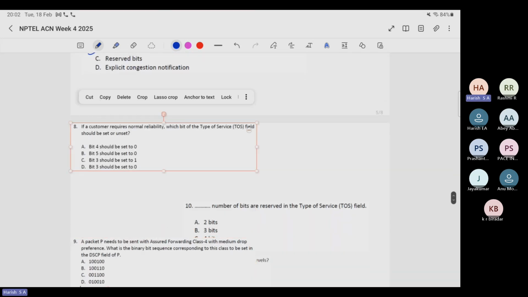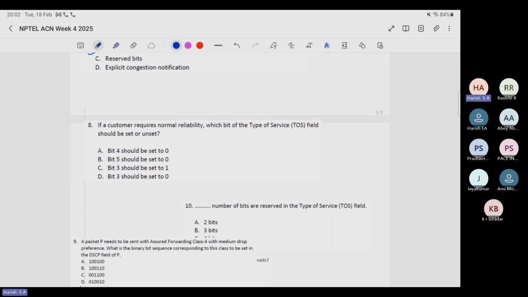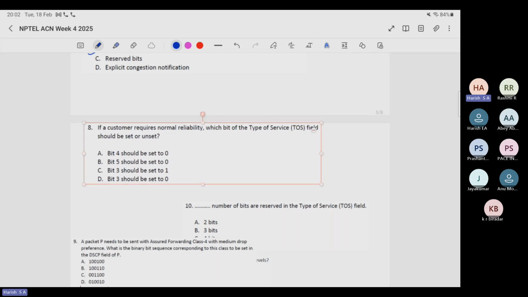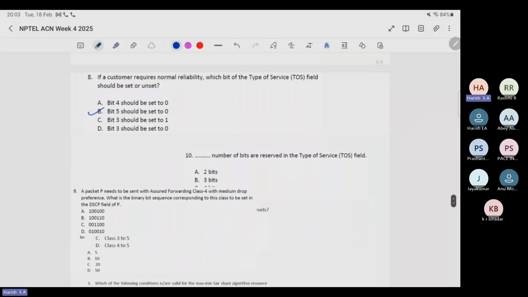If a customer requires normal reliability, which bit of the type of service field should be set or unset? So this is directly from the theory there. So you have to keep that in mind. So the answer is B. Sorry, it should be... right. It should be unset. So which means it is B. Answer is B. Yeah.